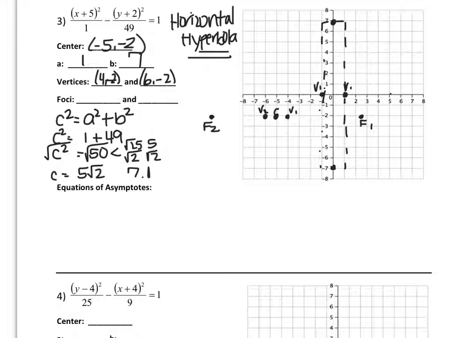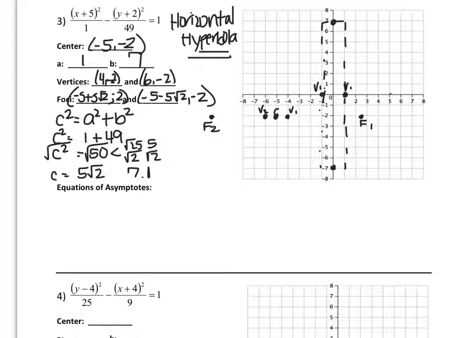So if we want to name those coordinates of the foci, the y value is still the same. The y value is always negative 2. So from the center, which is negative 5, we added 5 radical 2, comma, the negative 2 never changes. Then we took negative 5 and we subtracted 5 radical 2, and the y value of negative 2 never changes.